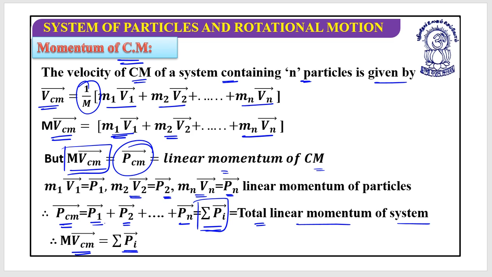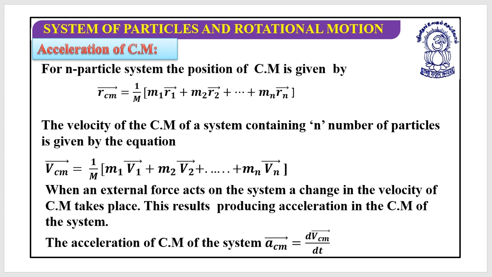No? Let's calculate the acceleration of center of mass. So we have this for n particles. For n particle systems, the position of center of mass was given as RCM is equal to m1 r1 plus m2 r2 up to mn rn upon m. From this we have derived the velocity of center of mass. How? By differentiating. If I differentiate position vector with respect to time, I will have a velocity. The same thing I will do with the acceleration: I am going to differentiate velocity with respect to time.